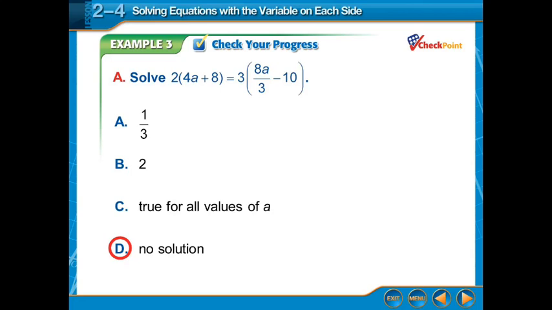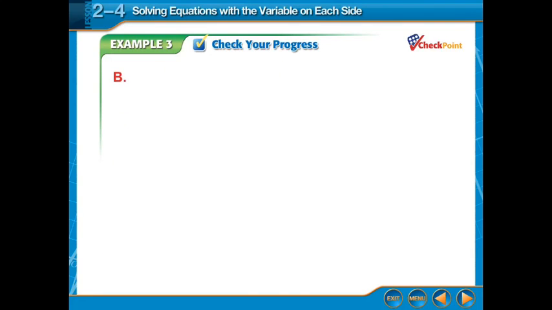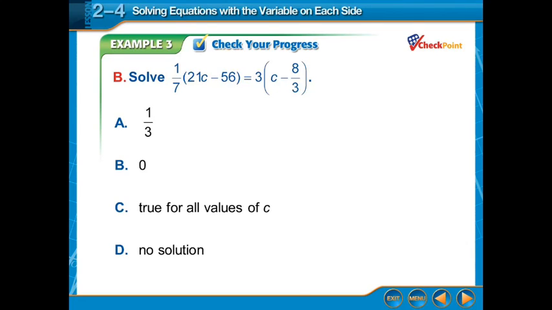Alright, let's look at the next example. We have 1/7 times 21c minus 56 equals 3 times c minus 8/3. And again, I think that 21 and 56 is a multiple of 7. And I see that if I multiply 3 times c and 3 times negative 8 over 3, that the 3's will cancel out. So I'm willing to do distributive property here.